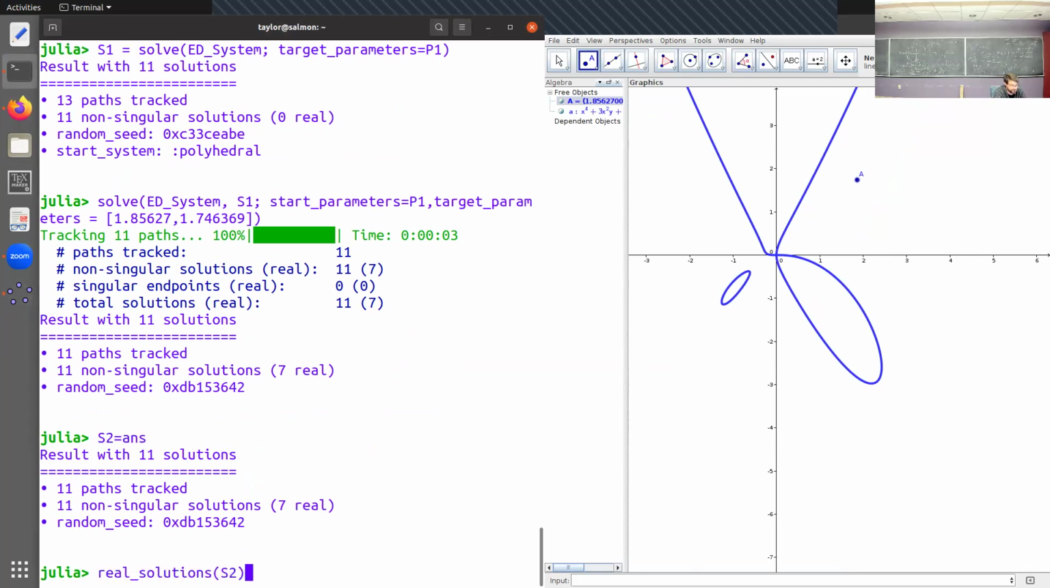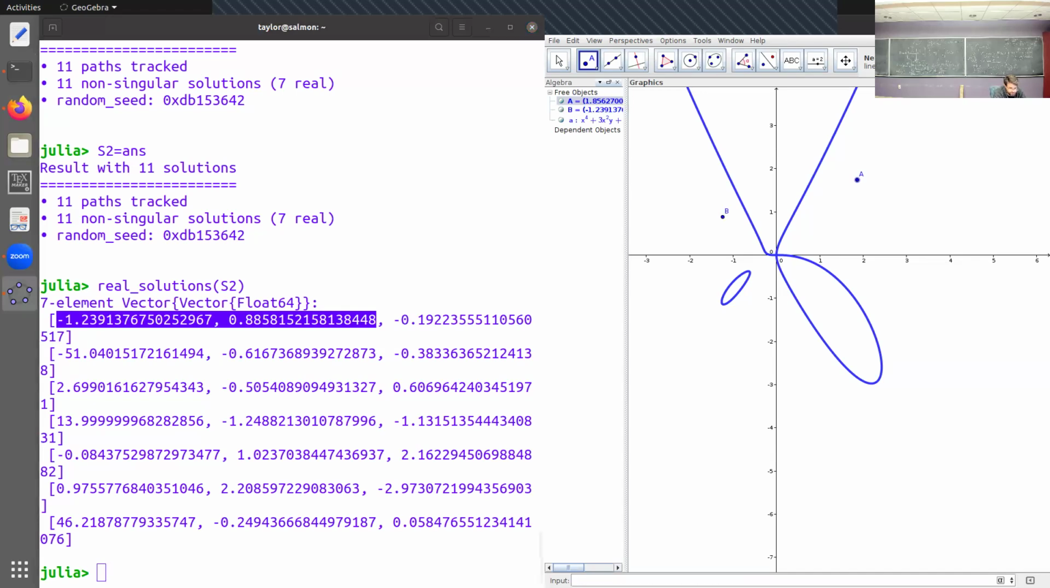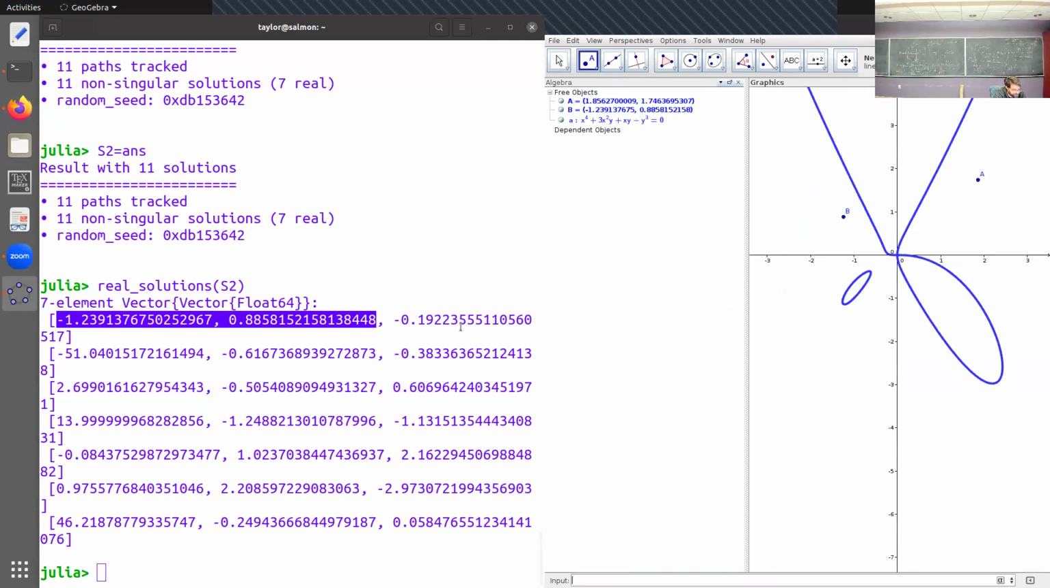I can ask for the real solutions, and here they are. That last coordinate, of course, is just the lambda, so we're not going to plot that at all. But we'll take the other two, Control Shift C, put it over here, Control V. Uh-oh. Wow. Oh, that's a problem.